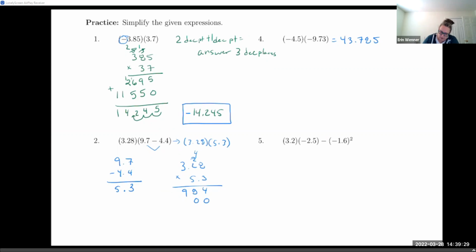I've got 5 times 8, which is 40. So I put another 0 down and carried the 4. I crossed that 2 out because that was my carry from the first round. 5 times 2 is 10 plus 4 is 14. We'll carry 1. 5 times 3 is 15 plus 1 is 16. We'll go ahead and add these together.